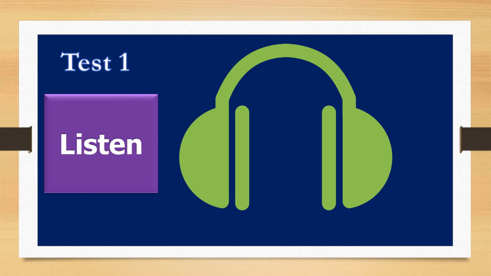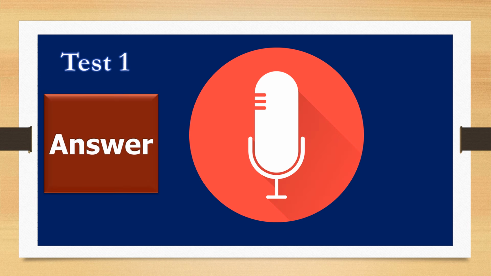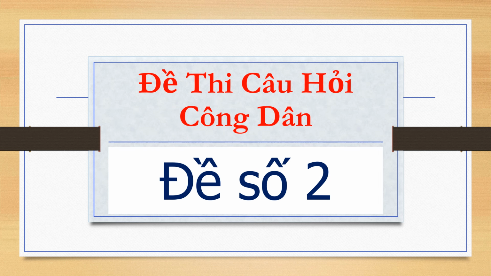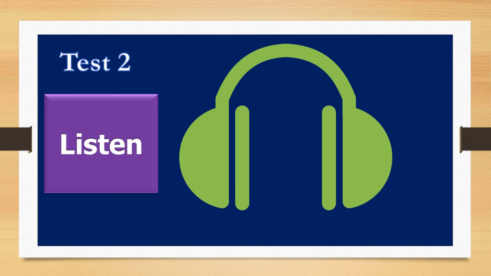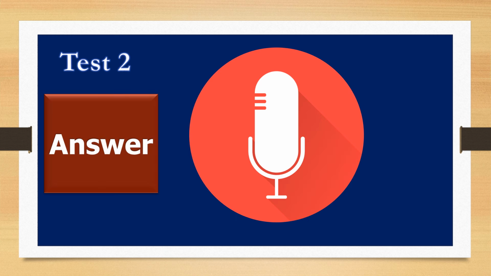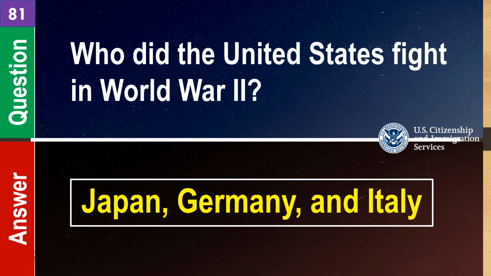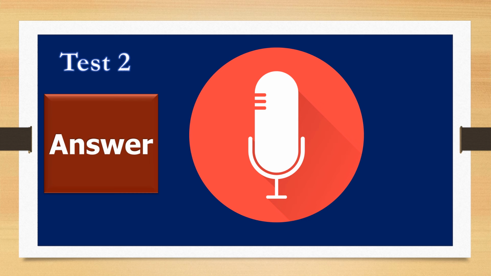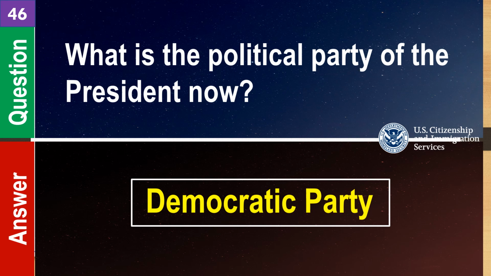What is the capital of your state? Answers will vary. To find the capital of your state, visit. Who did the United States fight in World War II? Japan, Germany, and Italy. What is the political party of the president now? Democratic Party.